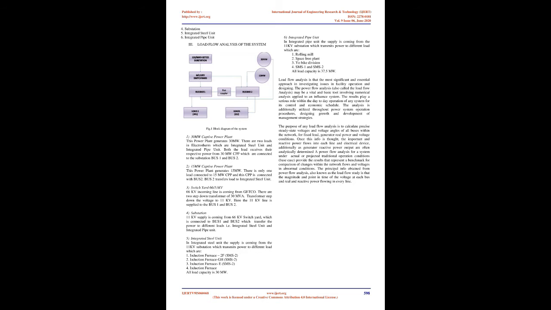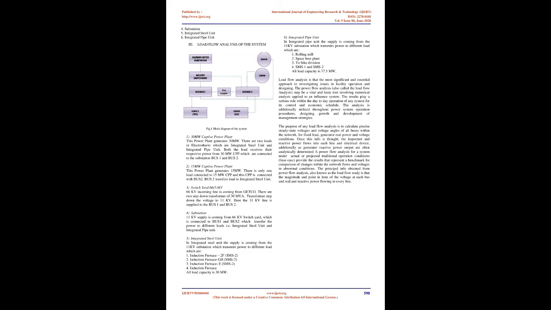Here in the system 2 loads are connected to the substation: ISU and IPU. ISU consists of 4 loads: 1. Induction furnace 2F, SMS2. 2. Induction furnace GH, SMS2. 3. Induction furnace E, SMS2. 4. Induction furnace. IPU consists of 4 loads: rolling mill, 1. Spiral iron plant. 2. Yo-bike division. 3. SMS1 and SMS2.